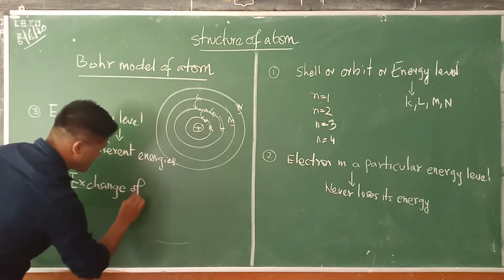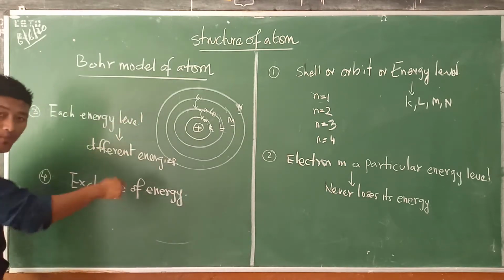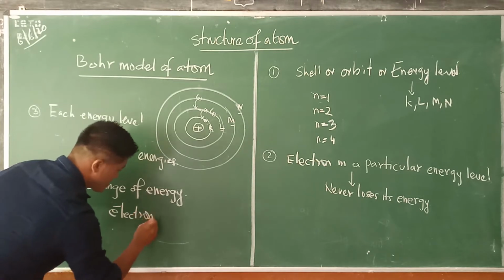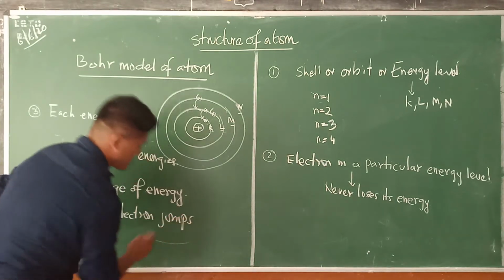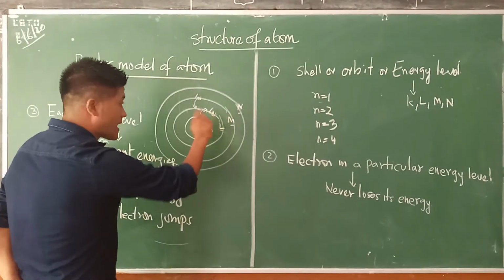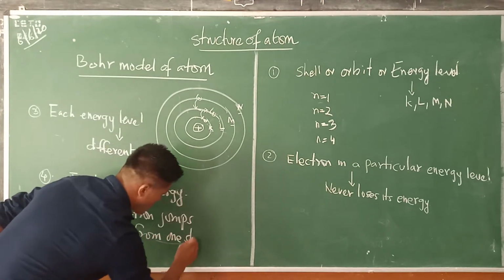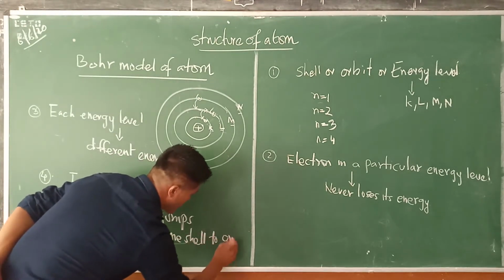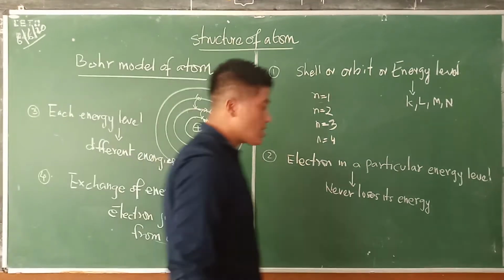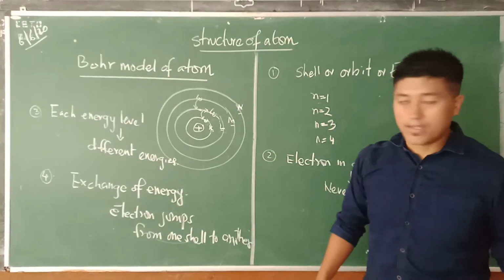Exchange of energy happens when an electron jumps from one shell to another shell, or from this shell to that shell. Okay? So now, I hope every one of you has understood something about these points, right?